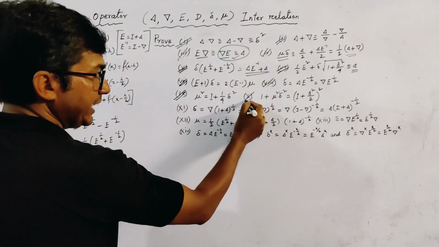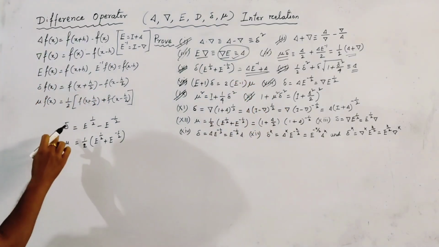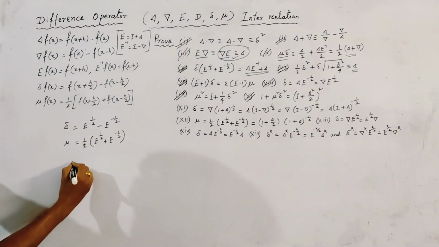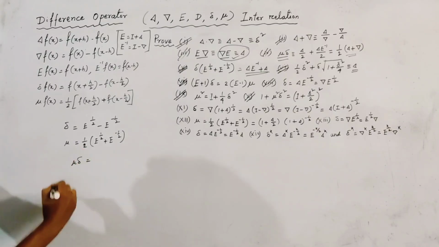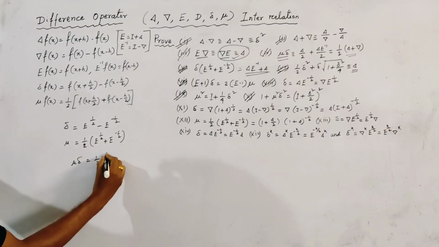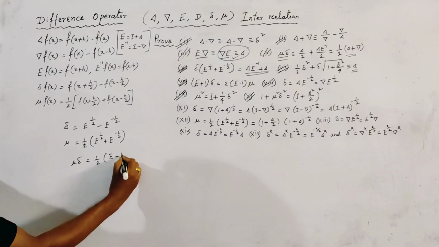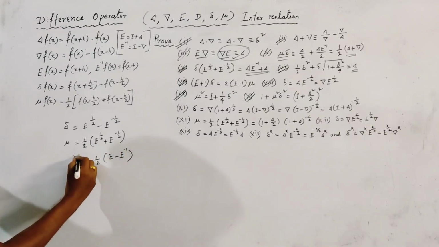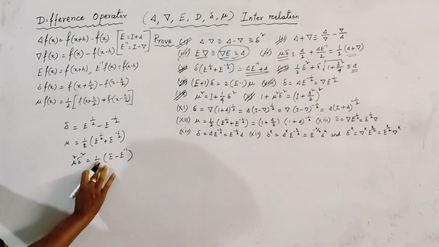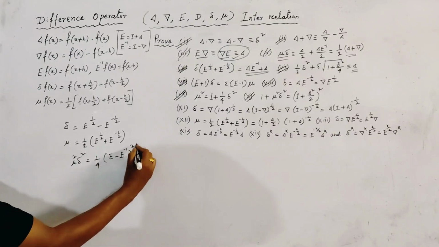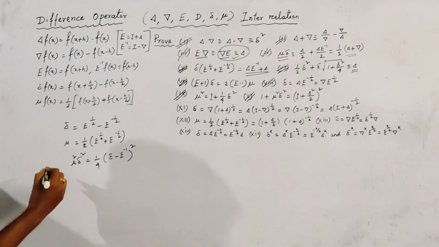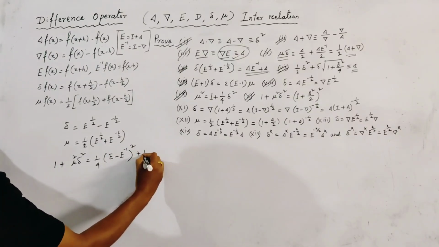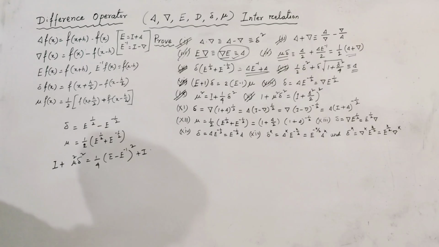For relation number 10, we already wrote the definition of delta and mu. Multiplying both of them, mu into delta is clearly given by half into e minus e inverse. So mu square into delta square is given by 1 by 4 and this whole square. Now 1 plus this is given by, this is I. This is not 1, this is I.